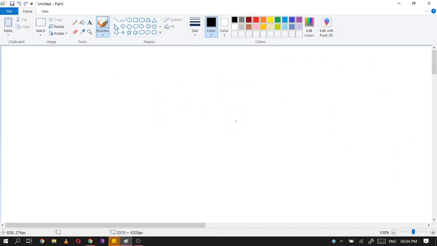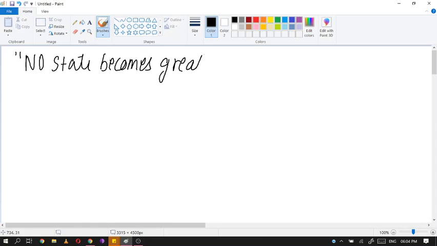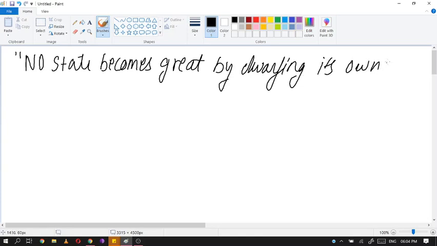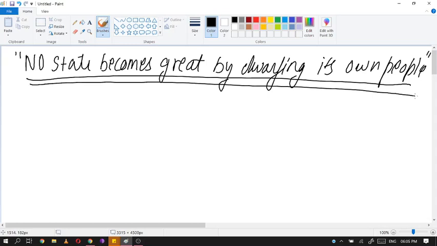Now understand this thing. No state becomes great by dwarfing its own people. I hope you are able to understand. Same thing. Opportunity for development.